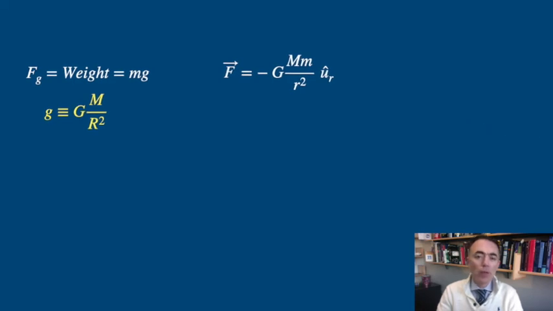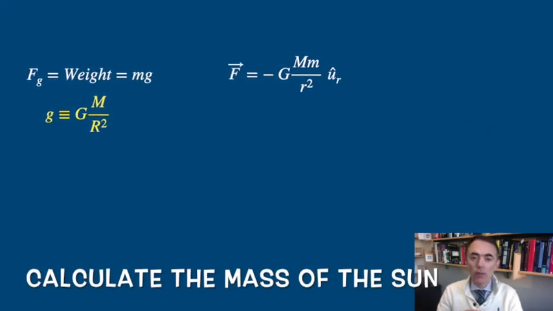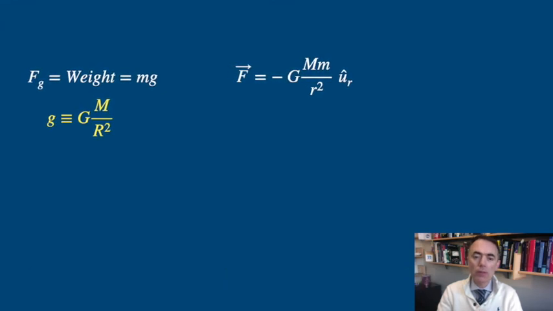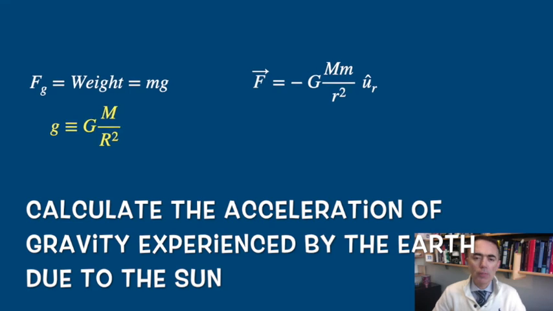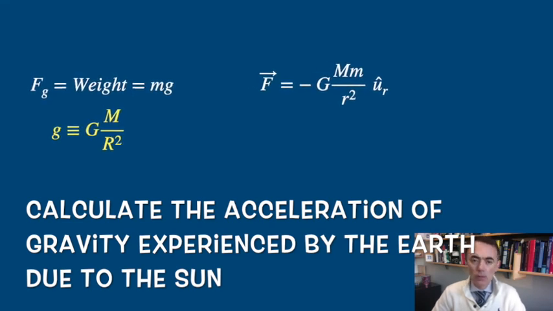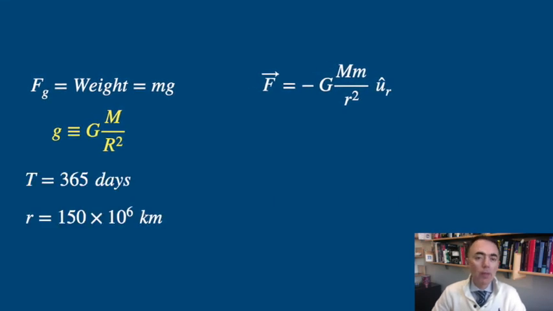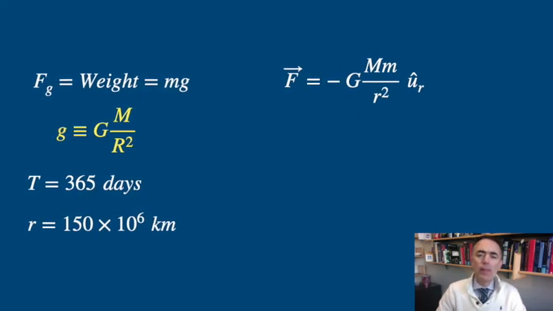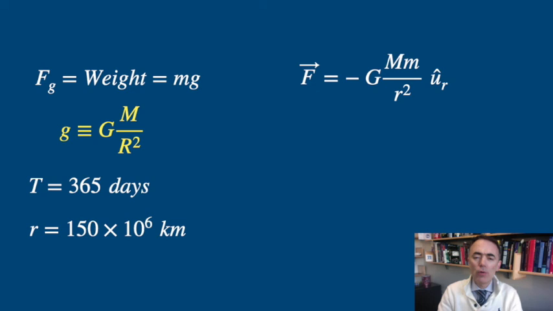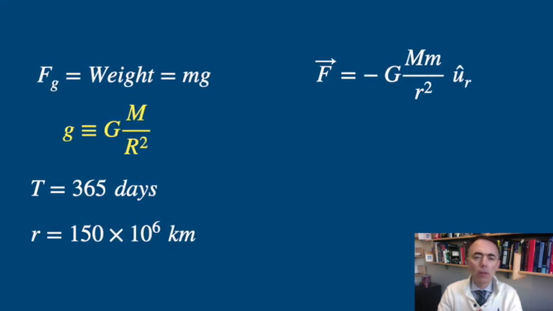One thing you could do now is calculate the mass of the Sun using Newton's universal law of gravity, and then calculate the acceleration of gravity that the Earth experiences due to the Sun. For that, remember that the Earth takes 1 year to make one revolution about the Sun, and the average distance between the Sun and the Earth is 150 million kilometers.